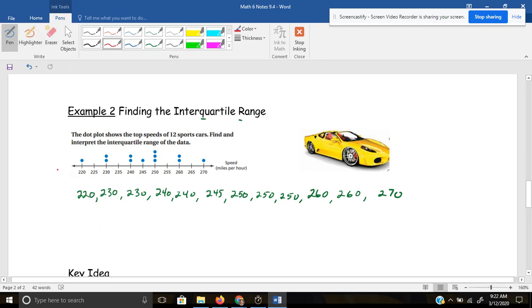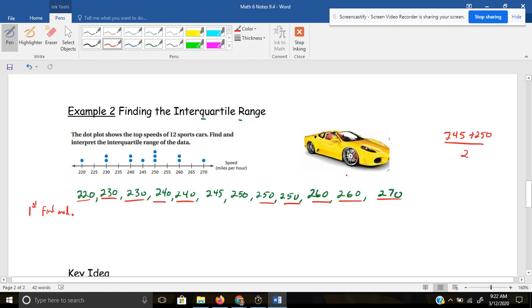First step, what we need to do. So first we need to find the median, right? Sometimes I underline, work my way towards the middle. One small, one big, one small, one big. Again, I'm just working to find my middle number. Okay, I have two middle numbers now. So remember, when I have two middle numbers, I need to find the average of them. So 245 plus 250 divided by 2.